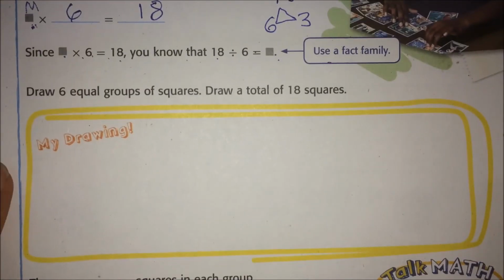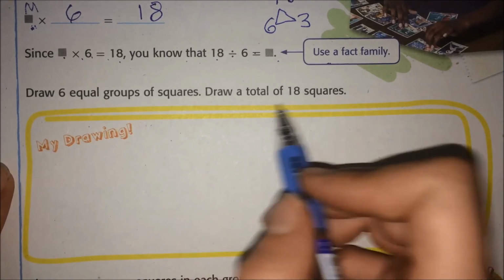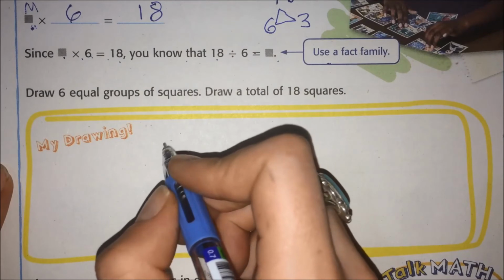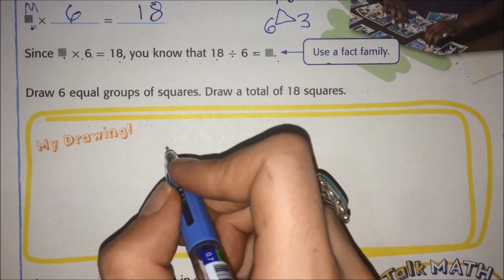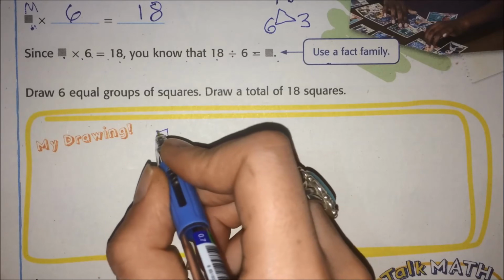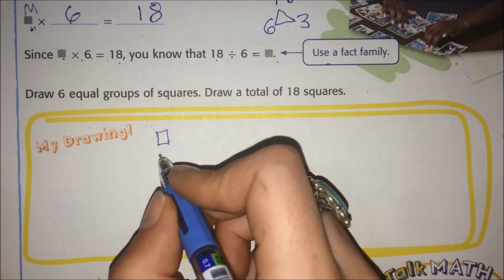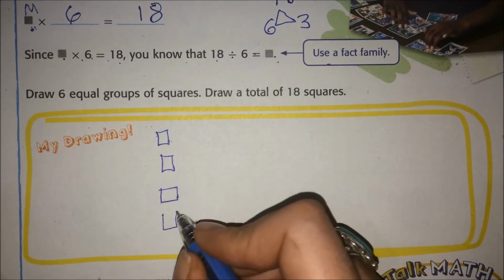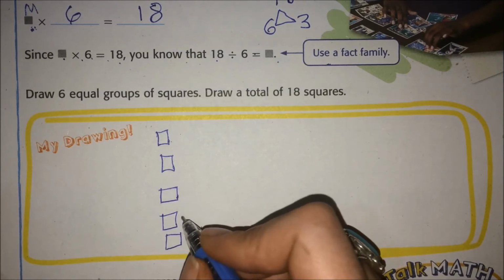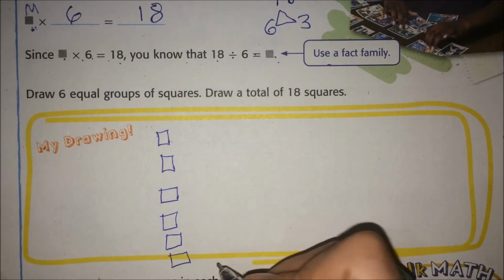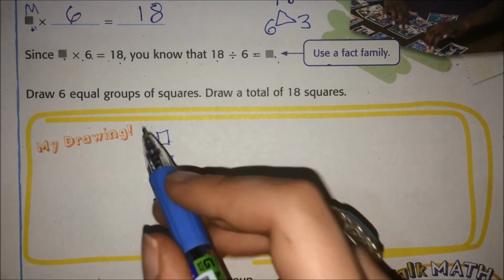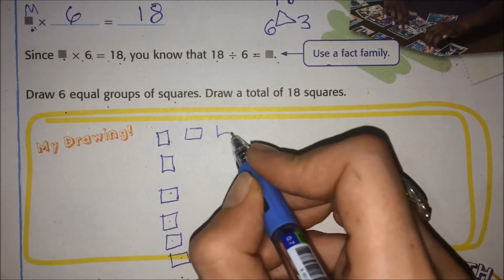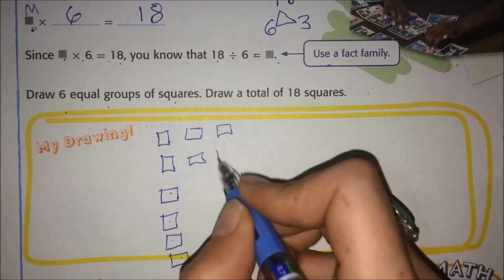Draw 6 equal groups or squares. Draw a total of 18 squares. Okay, so they're saying 6 equal groups. So she has 6 times as many as Max. So we'll just say 1, 2, 3, 4, 5, 6. 6 equal groups of squares. And we want there to be a total of 18.